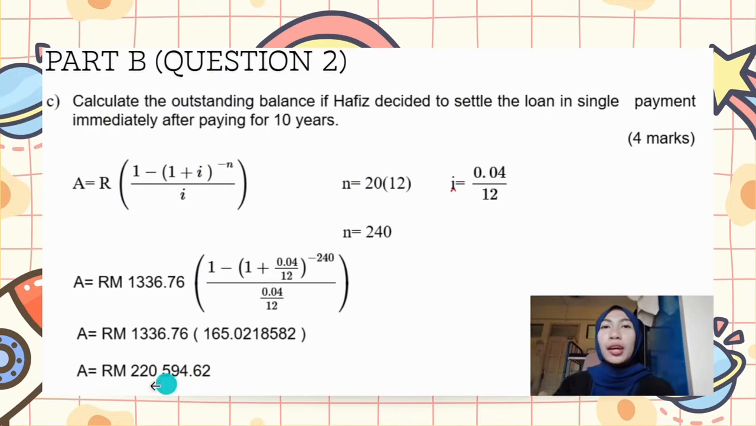I forgot to mention how I got 20. The loan term is 30 years. Since 10 years have already been paid, the remaining period is 20.